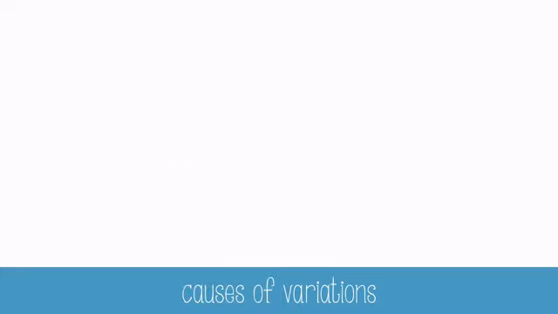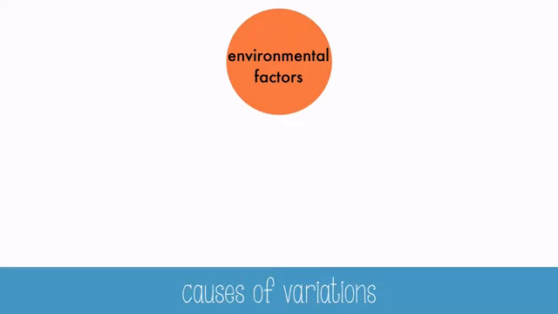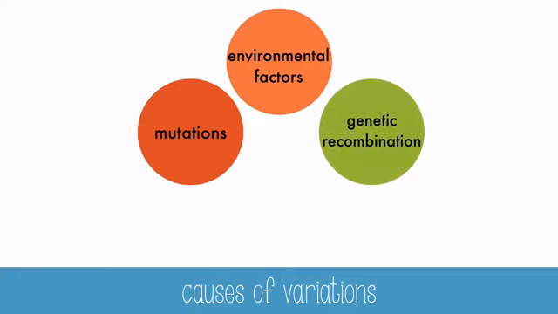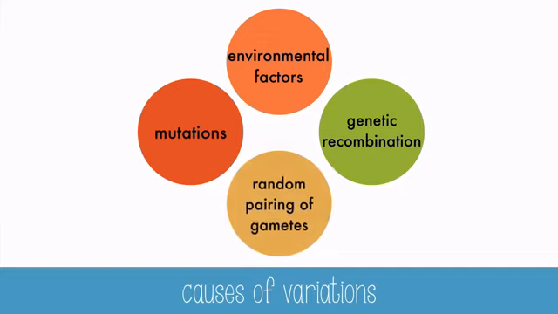There are several causes of variation in any population. Environmental factors like the amount or quality of food available, the pH of the soil, and so on, will have an effect on the traits of organisms. Mutations, which are random changes in DNA, will also provide variation. Genetic recombination, which is the shuffling of genes during crossing over and independent assortment in meiosis. And lastly, the random pairing of gametes during fertilization.